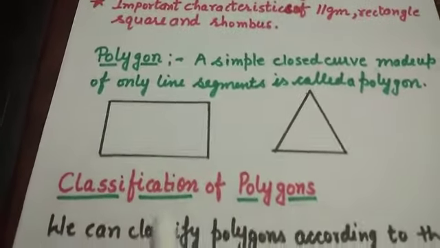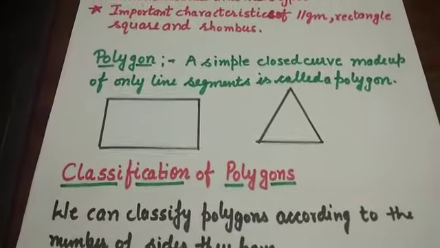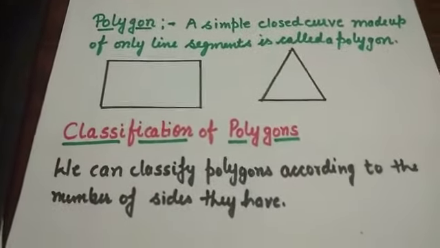Now, how can we classify the polygon? We can classify the polygon according to the number of sides they have. In your book, one table is given to you. Number of sides or vertices, classification, and simple figure are given.